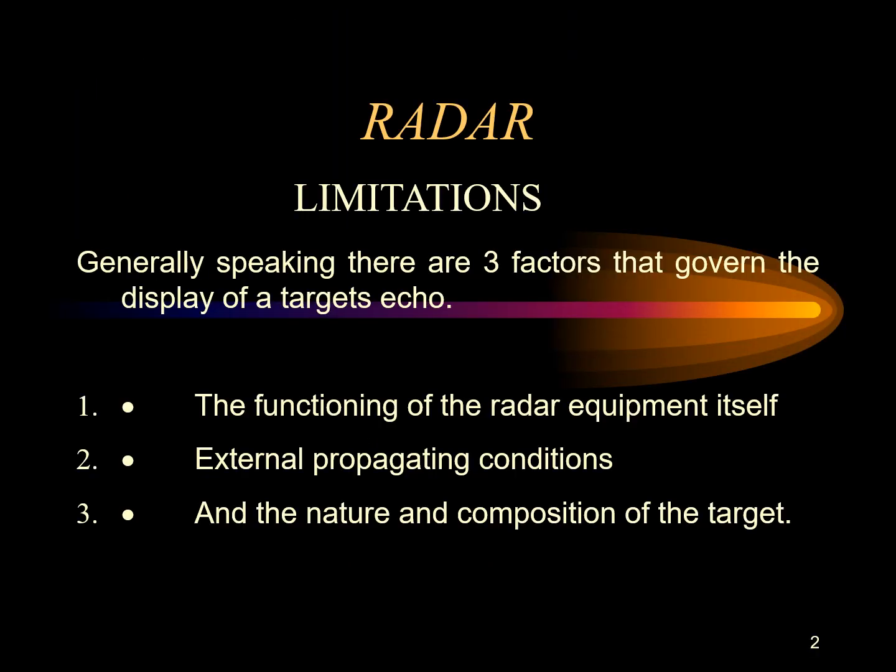So generally speaking, there are three factors that govern the display of a target's echo. If you don't know, a marine radar is used on ships to detect targets, that is other vessels or landmarks or buoys, and also it is used for collision avoidance or position plotting at sea. So these three factors that govern the display of a target's echo are the functioning of the radar equipment itself, external propagating conditions, and the nature and composition of the target.